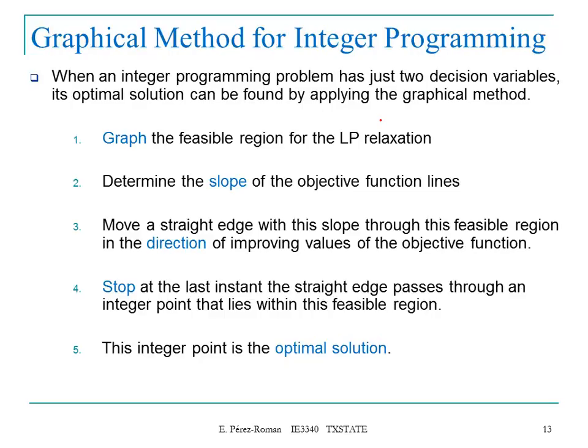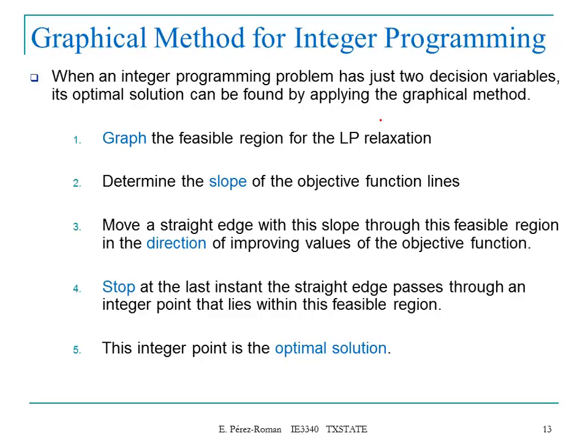You can use the graphical method if you have two decision variables, and these are the steps for the graphical method. But the main difference now with the graphical method is that you're going to stop at the last instant where the straight edge passes through an integer point that lies within this feasible region. So instead of going until the last point in the feasible region, you're going to stop at the last integer point that crosses that line.